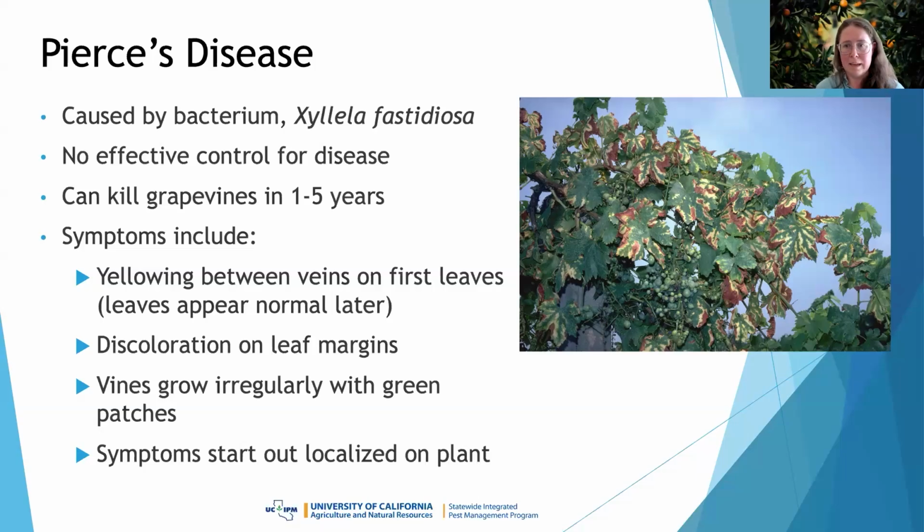Pierce's disease can look like damage from many other diseases and disorders, but its symptoms tend to start out on sporadic patches on the plant instead of impacting the whole plant right away, like abiotic disorders, like drought stress and frost damage.